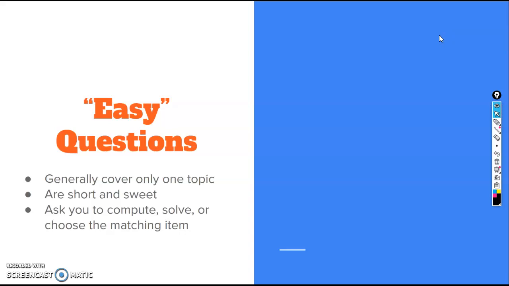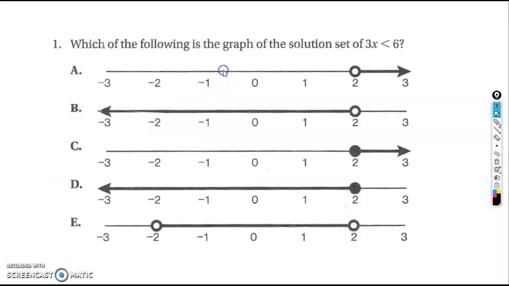There are several different types of questions that you're going to see on the ACT. So we want to know before we get there which ones we want to spend our time on. There are easy questions, and no, I'm not talking about the math being easy. I'm just talking about the question type. It's going to ask you to do only one thing, or it's only going to cover one topic. It's going to be something that's short and sweet. Match the correct answer to this. Match the graph to the equation. It's going to ask you something, one thing at a time. Here's some examples.